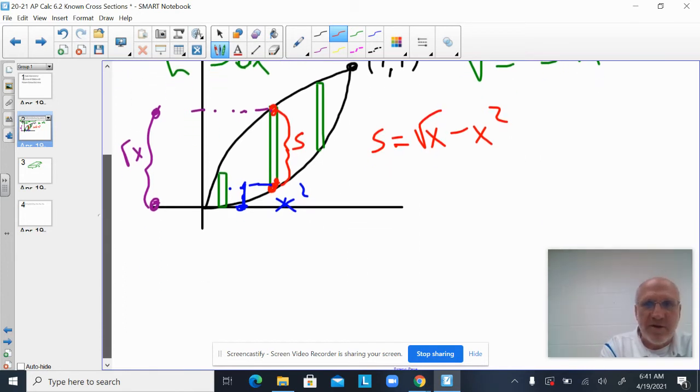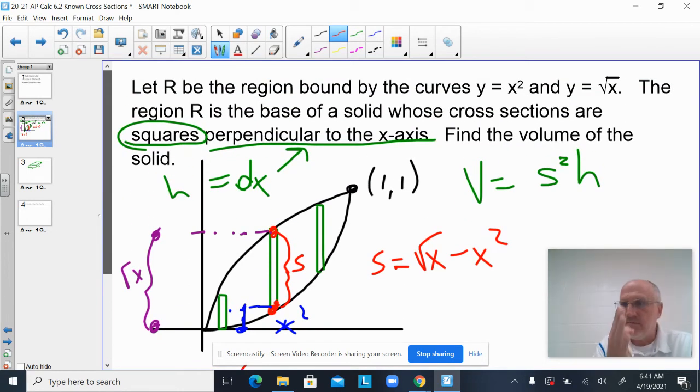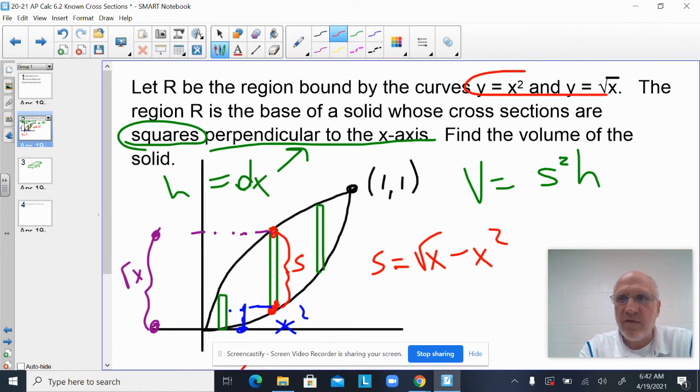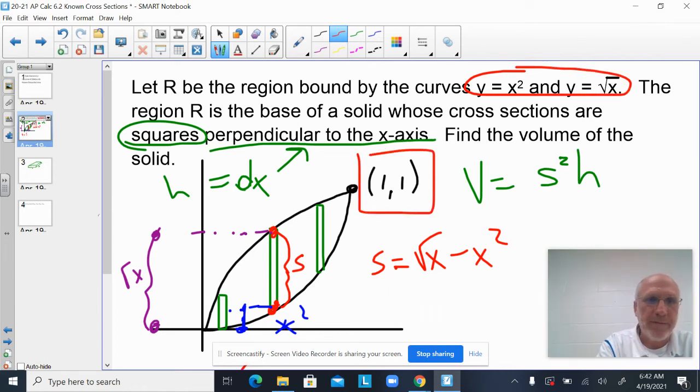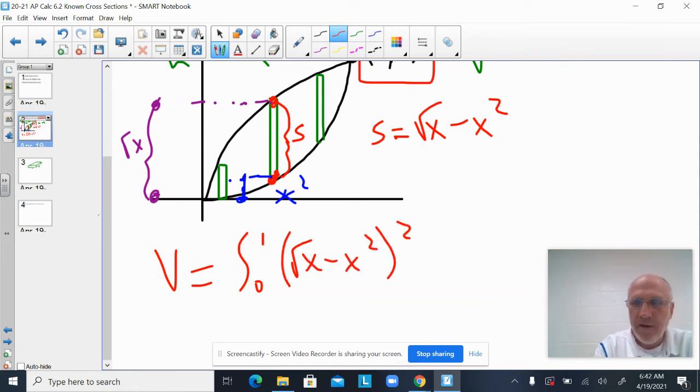So now let's write this as an integral. So the volume would be the integral now from what to what. These rectangles inside the region, which become square prisms, go from x equals 0 to x equals 1. Remember, if the curves were weirder, you may have to set them equal to figure out where they intersect. I think you know what these curves look like, and I gave you the points 0 and 1. So we know the x's go from 0 to 1 here. Integral from 0 to 1 of the side length squared, so that's root x minus x squared, the side length squared, and then the thickness of each cross section is dx.